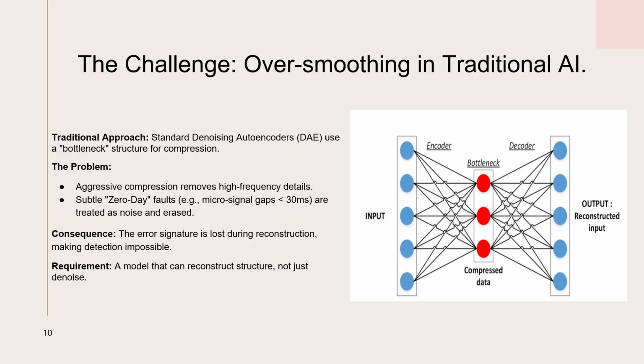In the real world, a loose wire in the ventilation fan creates a micro interruption, a silence that lasts less than 30 milliseconds. Because traditional autoencoders compress data so aggressively, they treat this tiny gap as noise and essentially Photoshop it out. They fill in the gap, making the broken motor look healthy. The consequence: the error signature is erased. During the reconstruction, the AI tells us the motor is fine right until the moment it fails.